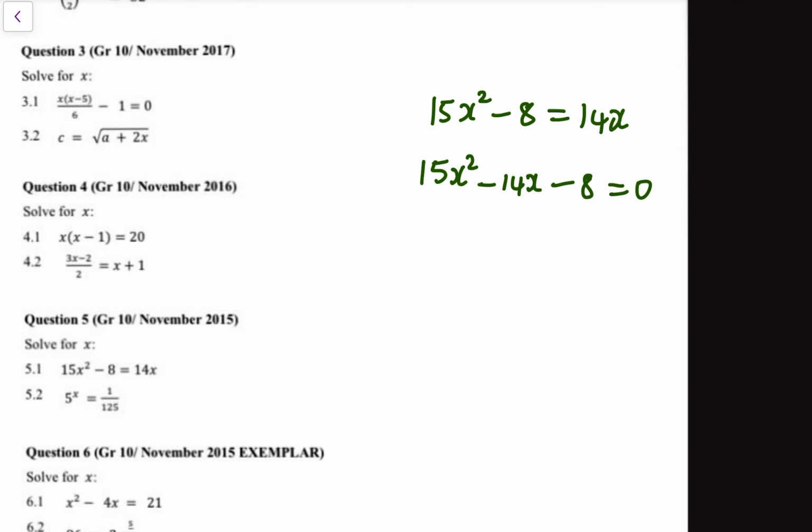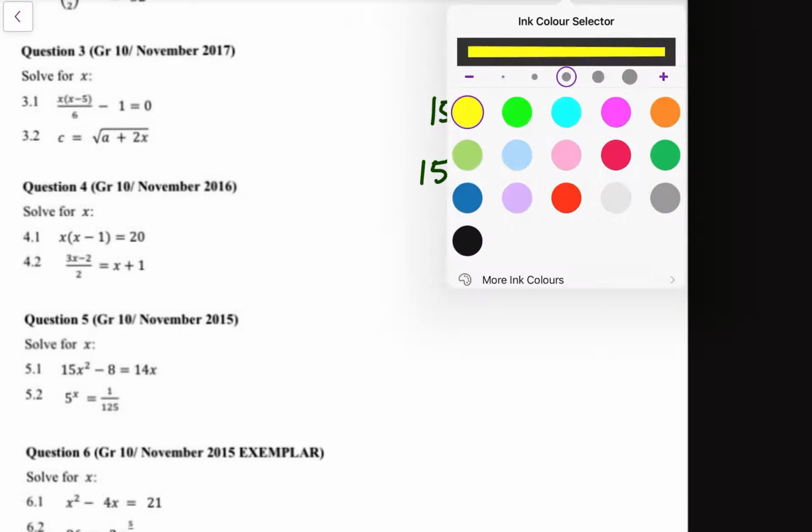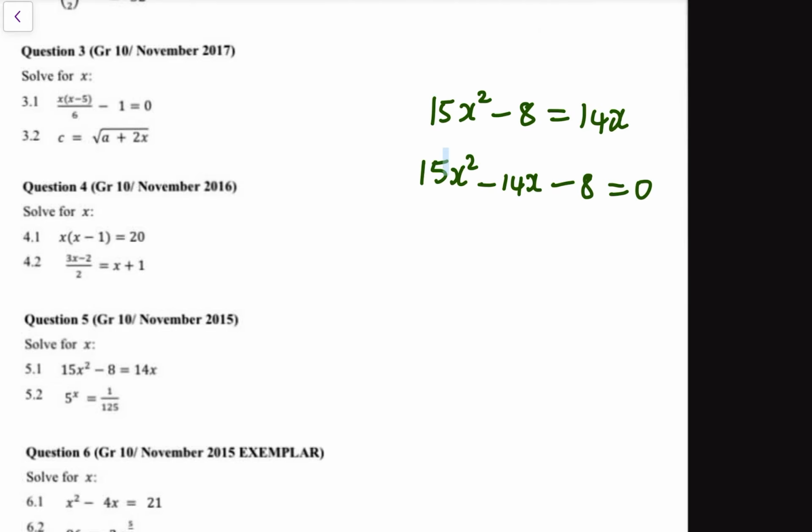So again, if learners have any number that is not 1 in front of x squared, usually they struggle to factorize. So I'm going to use the borrowing method. I'm going to borrow this 15. So I will multiply 15 with 8. So I'm going to have x squared minus 14x minus, what is 15 times 8? It is 120. So this is equal to 0. But please do not forget that we have borrowed 15.